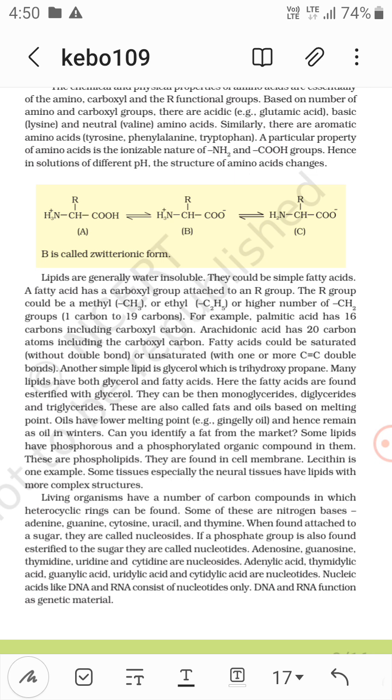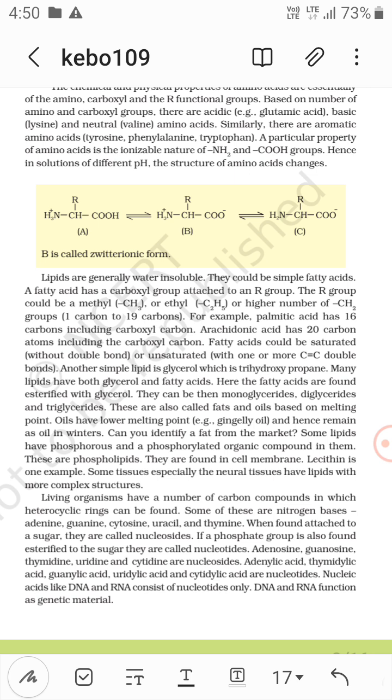Palmitic acid has 16 carbons including carboxyl carbon. Arachidonic acid has 20 carbon atoms including the carboxyl group carbon. Fatty acids could be saturated without double bond or unsaturated with one or more C double bond. Another simple lipid is glycerol, which is trihydroxypropane.